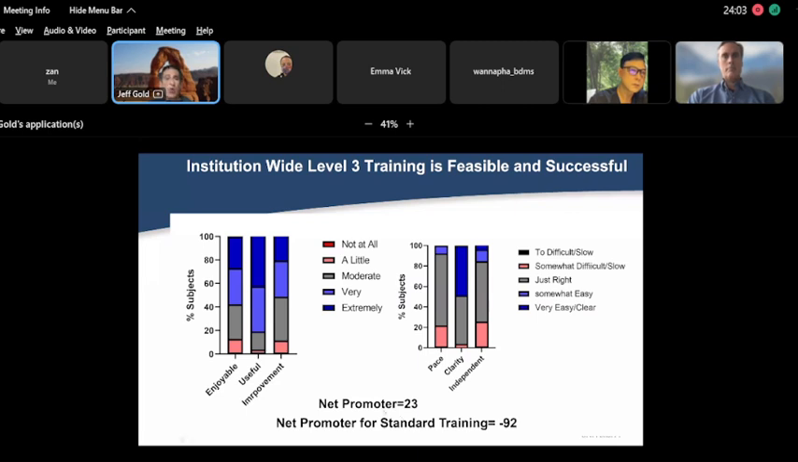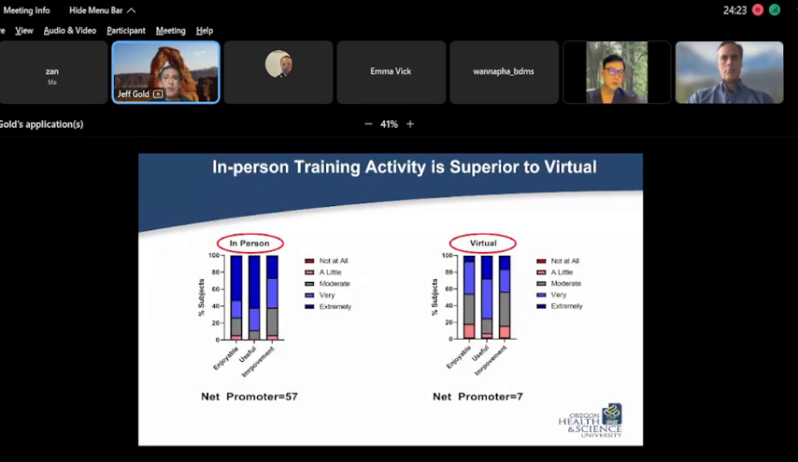So a positive 23, meaning that more people, 23% more, gave us a 9 or a 10. Give you an idea, the net promoter score for the level 2 training, the standard training, is a minus 92. So people were enjoying this and enjoying this as an adjunct to what they normally got.